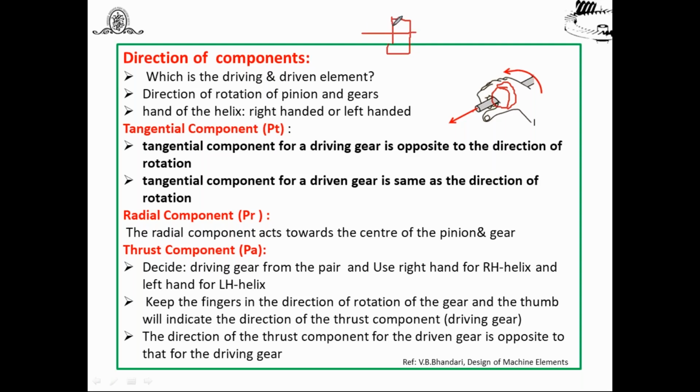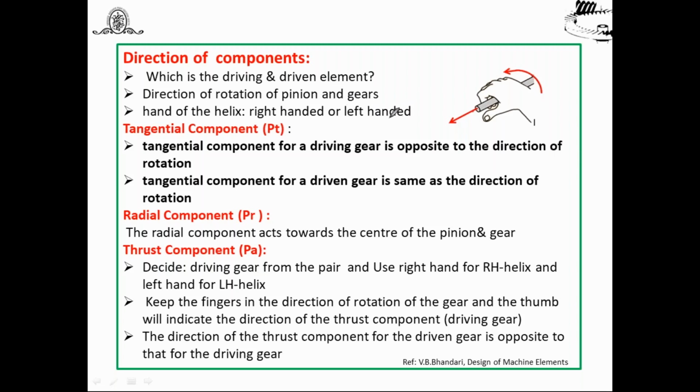Now suppose this is the gear. If the slope of the teeth goes towards the right side, it's a right hand. And how to decide the left hand? If the slope goes towards the left side, you can say it's a left hand, and this is the right. So first of all, you have to decide which type of hand, left or right, and based on that you can use that hand. That's why first of all decide: RH for right hand helix and LH for left hand helix.